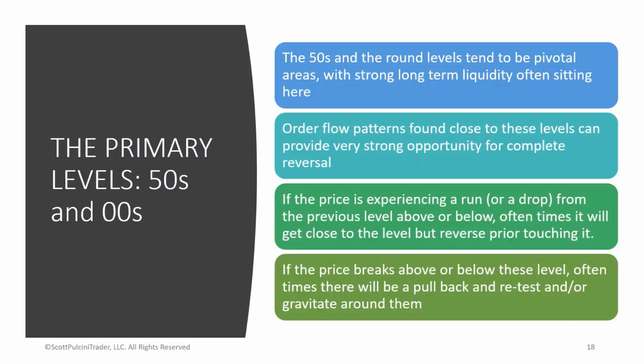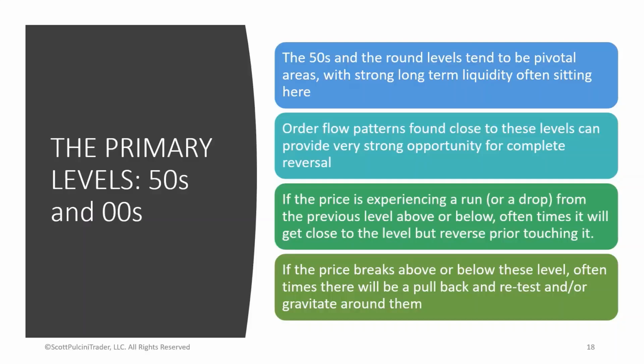The primary levels are the 50s and the roundies. Okay, the round numbers. The 50s and the round levels tend to be very pivotal areas with strong long-term liquidity that very often just sits there, waiting to be filled for a long time. So you can often find order flow patterns close to those levels that can provide a very strong opportunity for a complete reversal, even a complete intraday reversal.